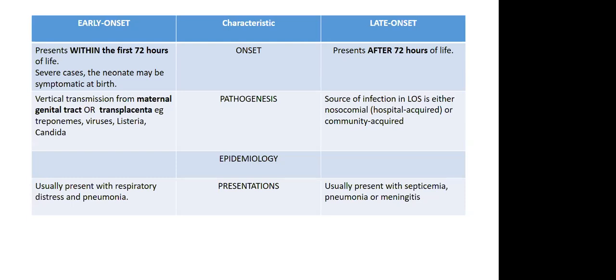And then presentation: early onset sepsis usually presents with pneumonia, while late onset is more varied. They can get septicemia, pneumonia or meningitis. This is the commoner. If you have questions, ask.